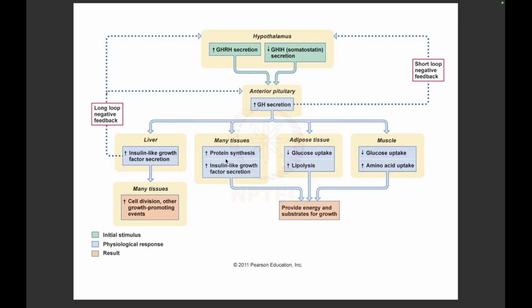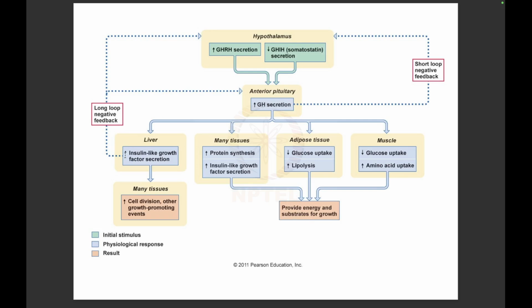Then this is also the physiological response. It increases protein synthesis and insulin-like growth factor secretion. In adipose tissue, it decreases glucose uptake and increases lipolysis, for the fat to break down for being utilized as an energy source. And in muscle also it decreases the glucose uptake and increases the amino acid uptake. Okay, so altogether it provides energy and substrates for growth.